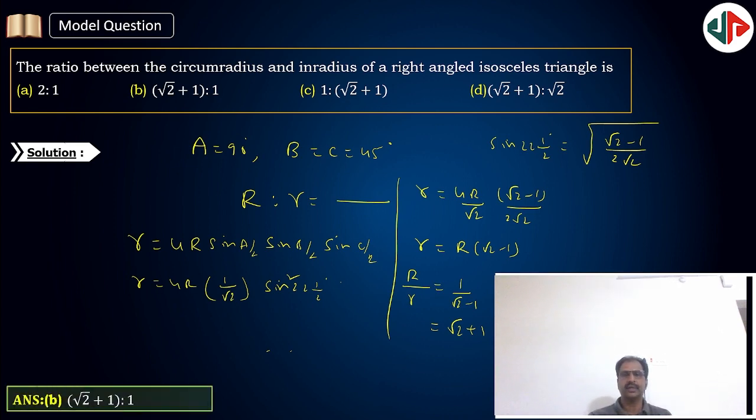So given that the triangle is a right angled isosceles, which means one angle is 90, the other two angles are equal to 45 degrees. And we know the formula for small r as 4 capital R sin A by 2 sin B by 2 sin C by 2, and substitute the values. For that you need to remember sin 22 and a half as under root 2 minus 1 by 2.